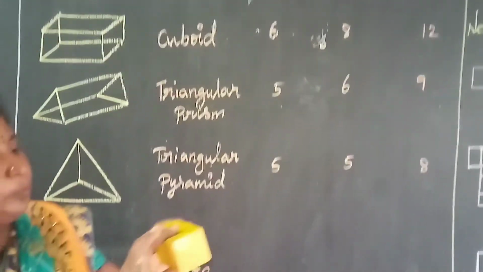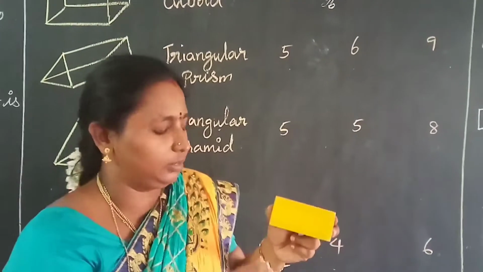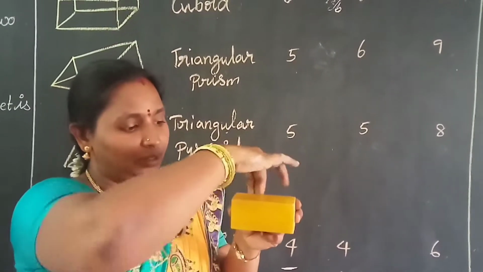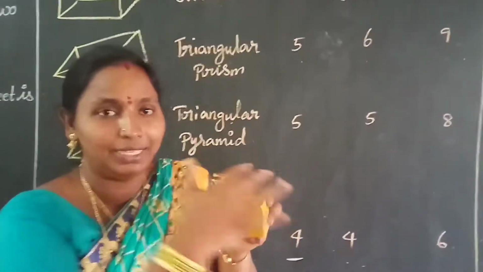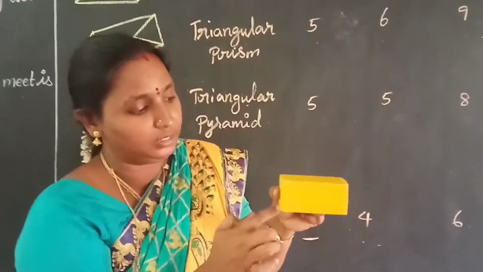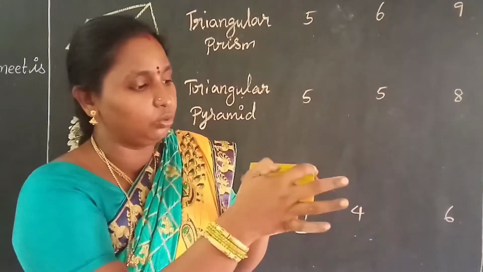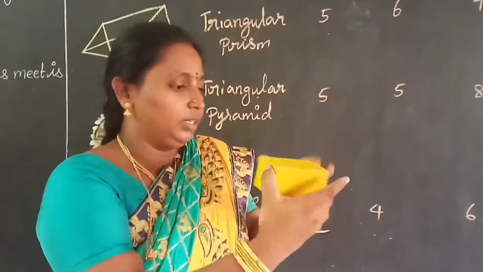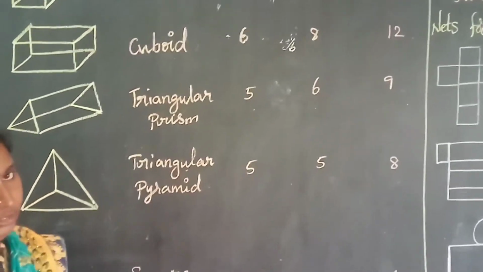See the shape. We are going to find the number of faces, edges and vertices. Okay, so count the number of faces. 1, 2, 3, 4, 5, 6. So how many faces are there? 6 faces. And vertices: 1, 2, 3, 4, 5, 6, 7, 8. 8 vertices. And edges: 1, 2, 3, 4, 5, 6, 7, 8. Here also 4, you know. 8 plus 4, you will get 12 edges.